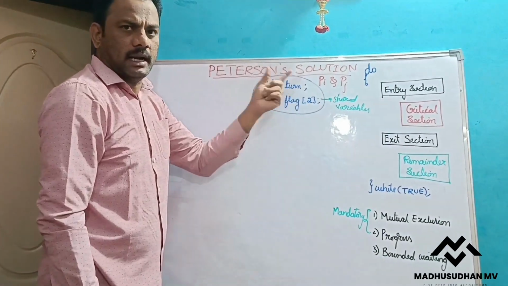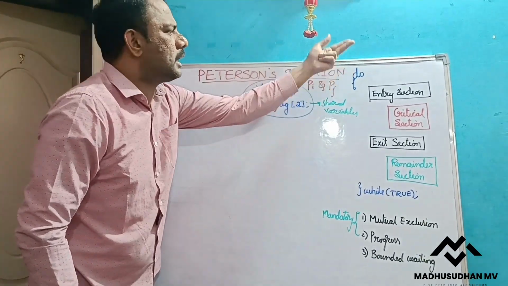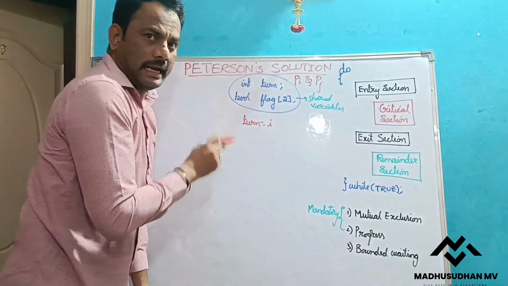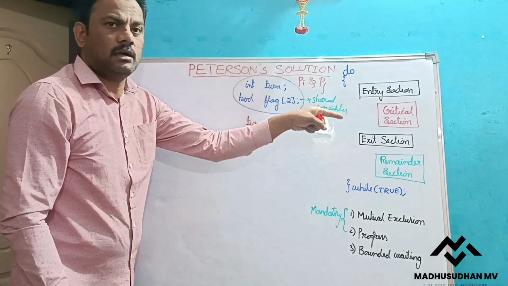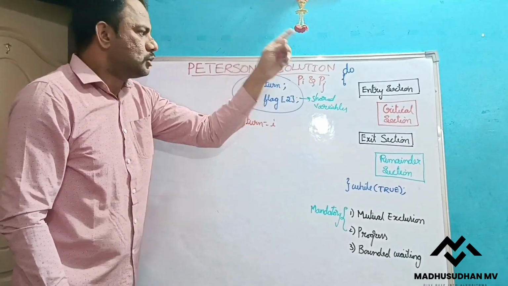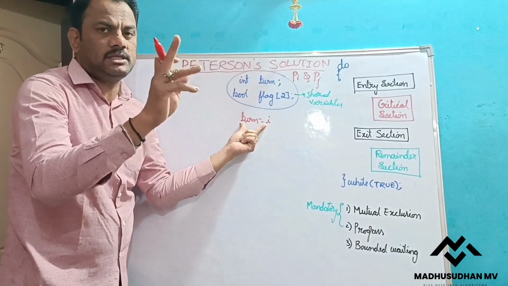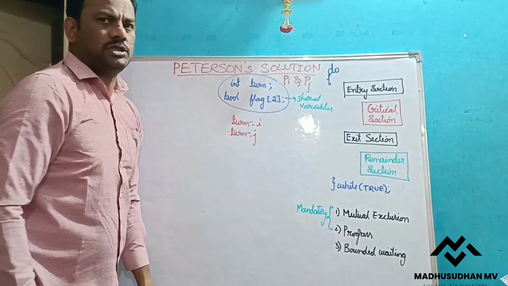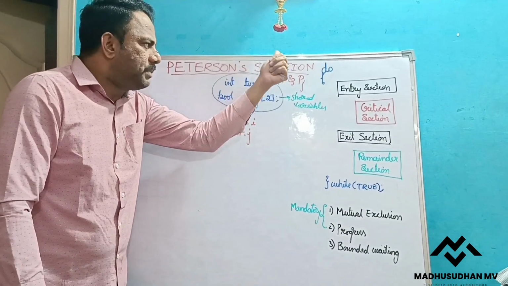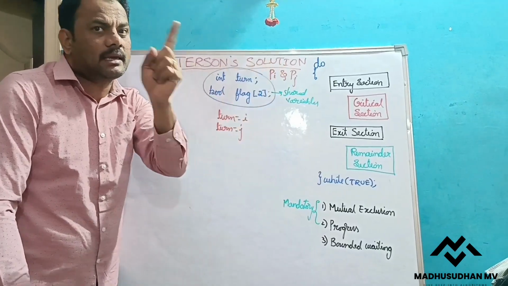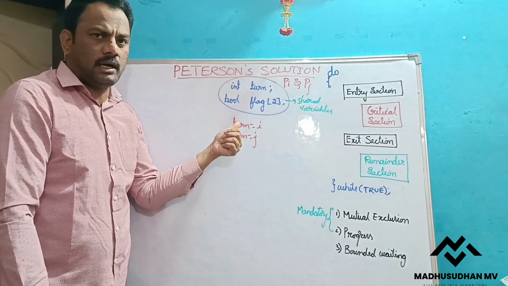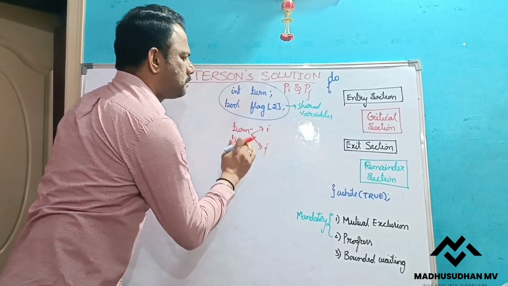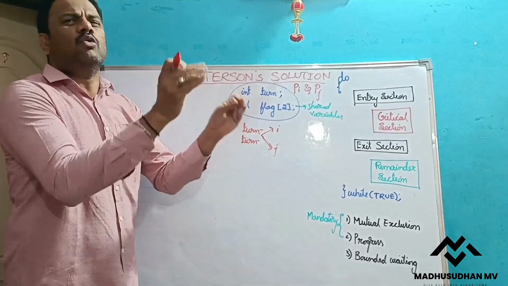Now the turn variable indicates whose turn it is to enter into the critical section. Suppose turn is equal to i. It indicates this is the time for process Pi to enter into the critical section. So when turn is equal to i, process Pj cannot enter into the critical section. Similarly, when turn is equal to j, only Pj can enter into the critical section, and Pi cannot enter. So the variable turn indicates whether it's the turn of the ith process or the jth process. That's simply whose turn it is.